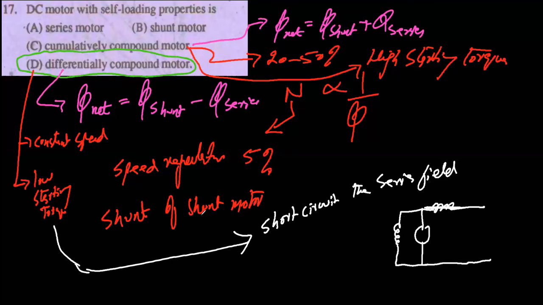So start it like a shunt motor because during starting there will be a high armature current. Due to high starting current, the series field of the differential compound motor may overbalance the shunt field and cause the motor to rotate in the opposite direction. This is the reason why we short circuit the series field during starting.